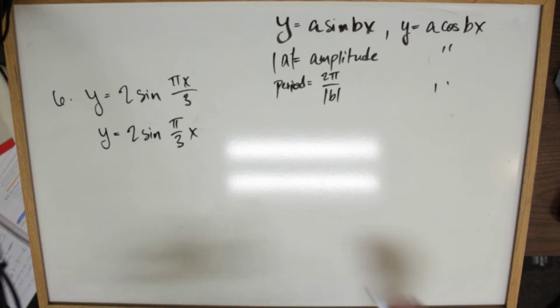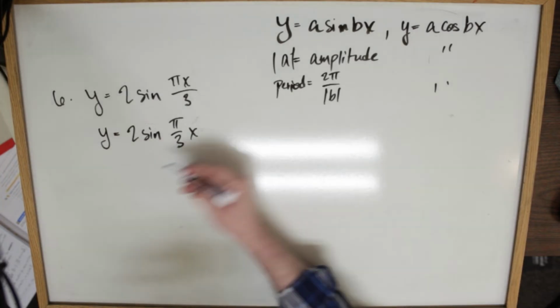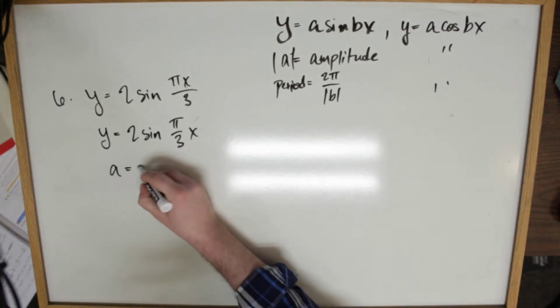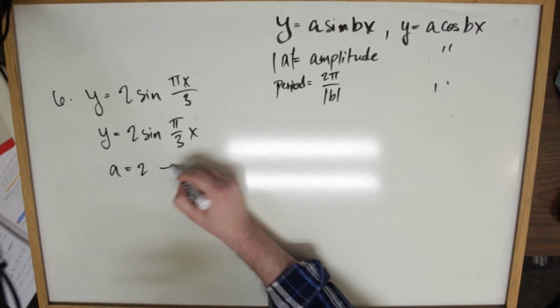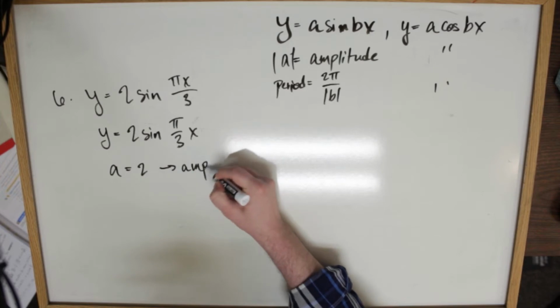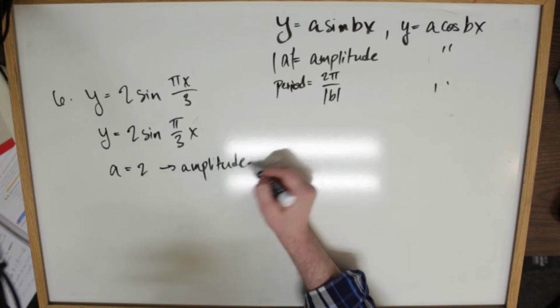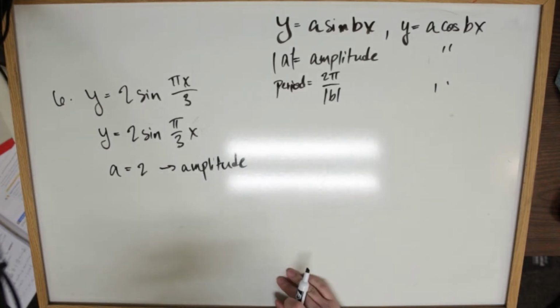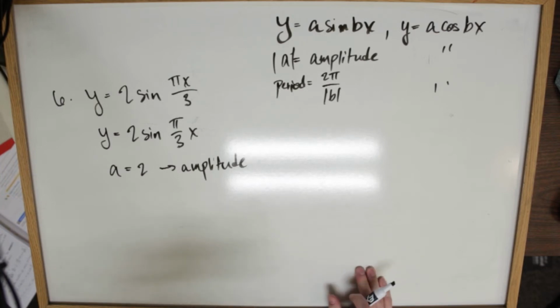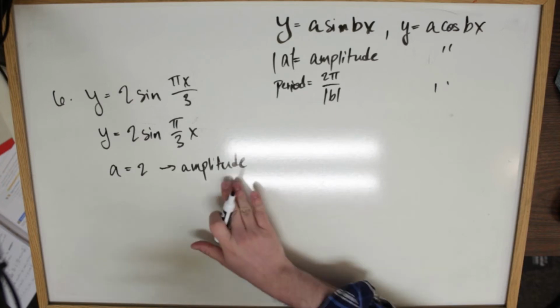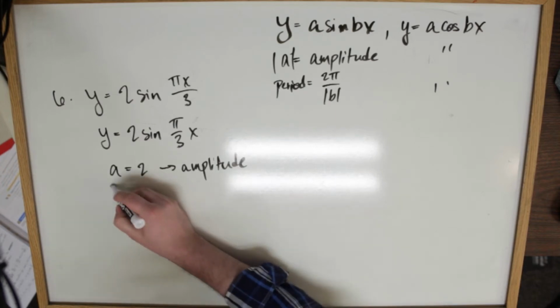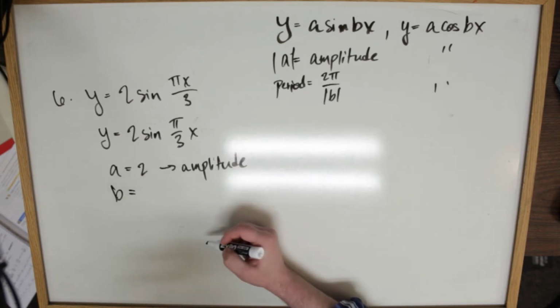All right, so in this case, let's just identify what those values are. A is going to equal 2, so this is the amplitude. And I probably should have stated this: the question is asking us to find the amplitude and period of the function defined. So the amplitude in this case is just going to be 2.